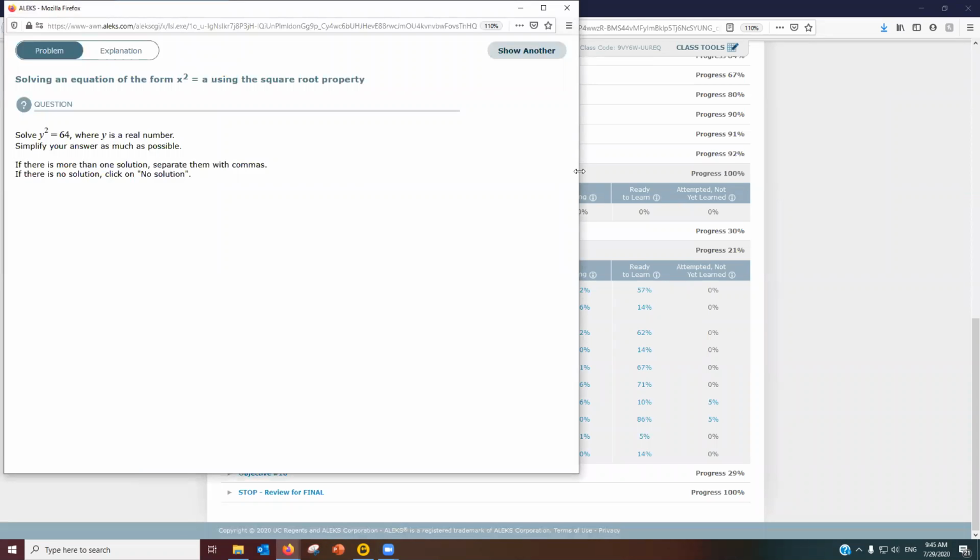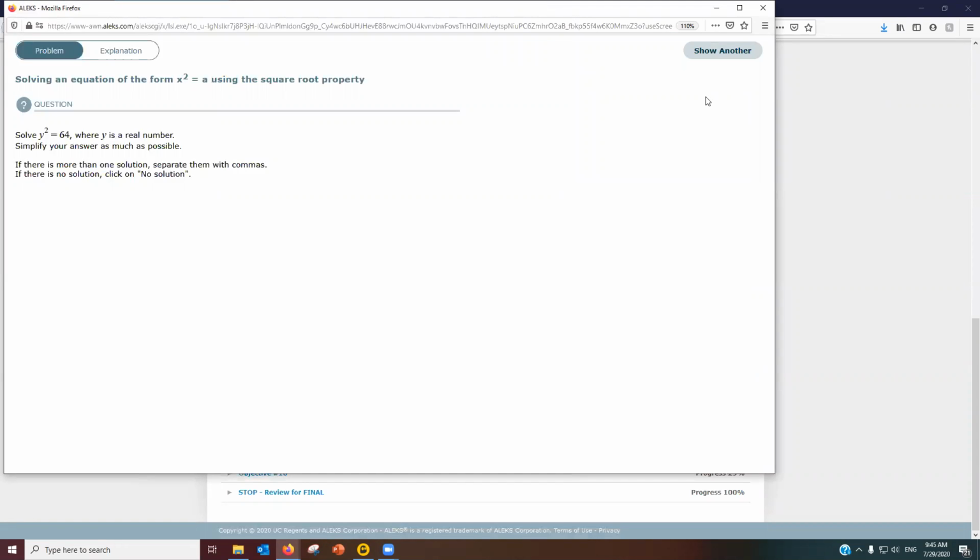First, what does it mean to say a quadratic equation? Remember, a quadratic equation means there's an x squared or a y squared. So when you see a quadratic equation, you'll know it because it'll have an x squared or a y squared in the equation. Now, there are several ways to solve these equations. One method is called the square root property.